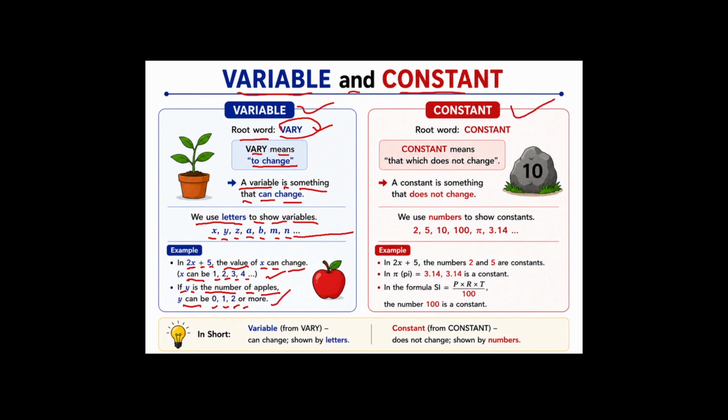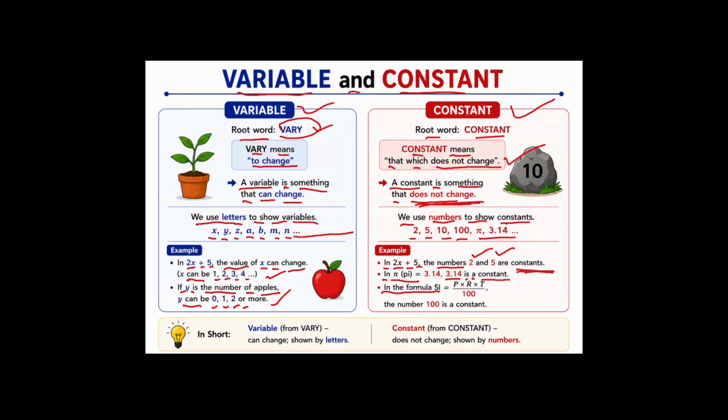And constant, root word constant. Constant means that which does not change. A constant is something that does not change. We use numbers to show constants, like 2, 5, 10, 100, pi. In 2 times x plus 5, the numbers 2 and 5 are constants because they always remain the same, their value remains the same. In pi, 3.14 is a constant.